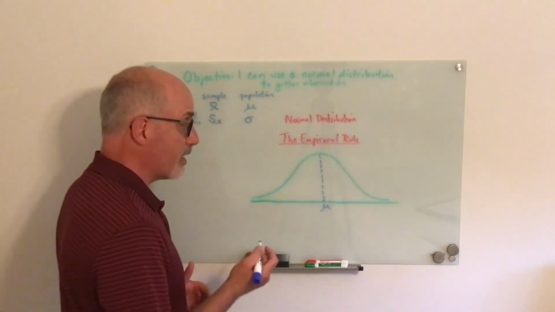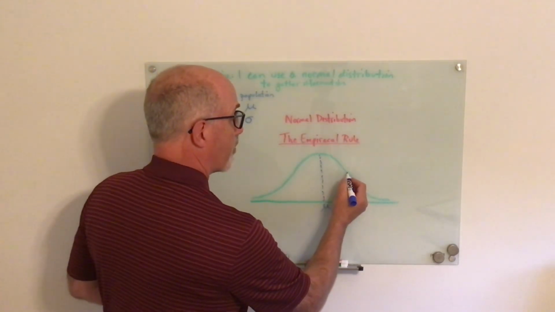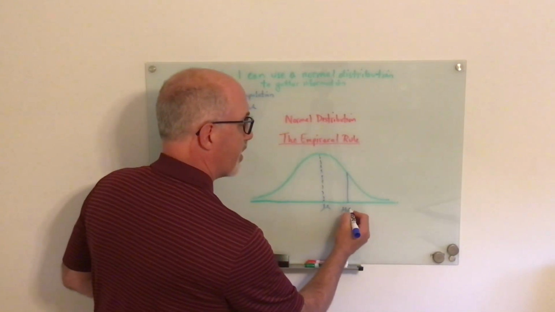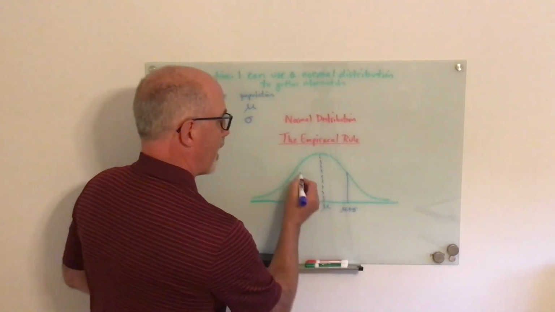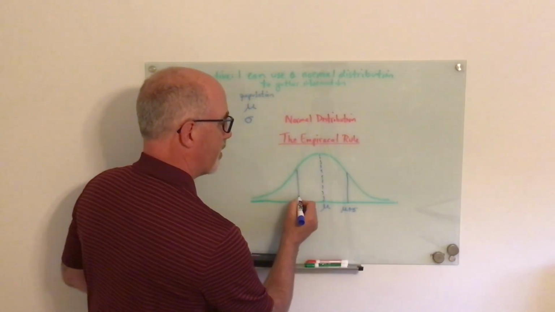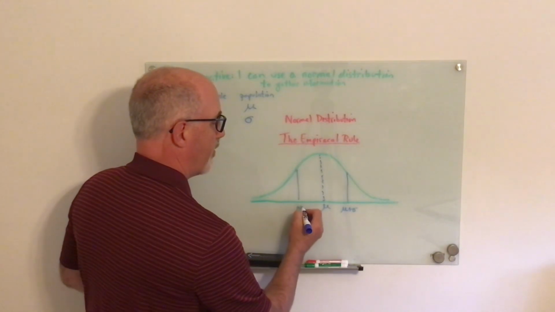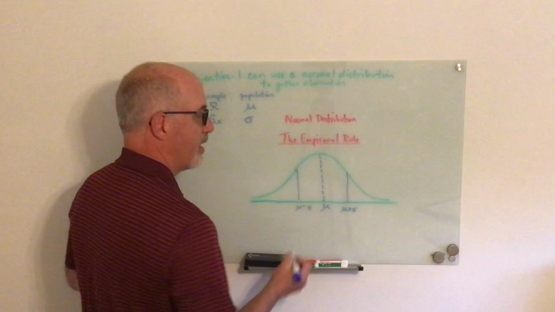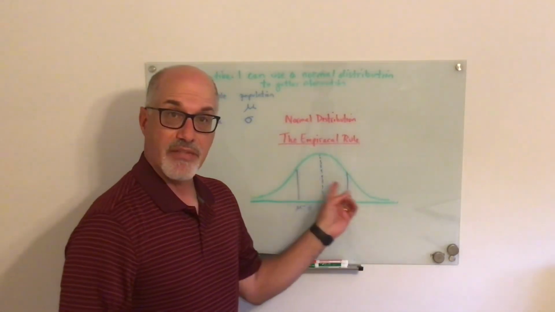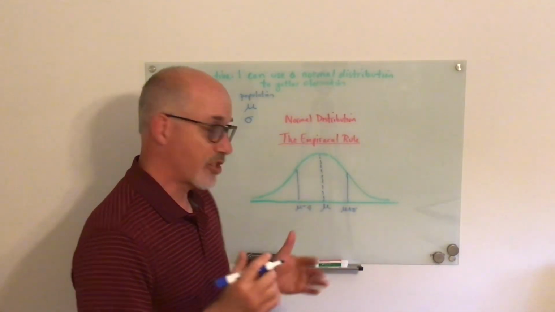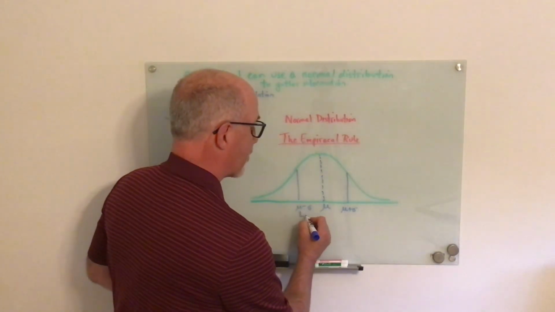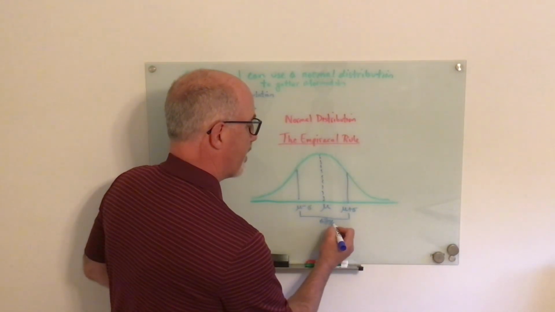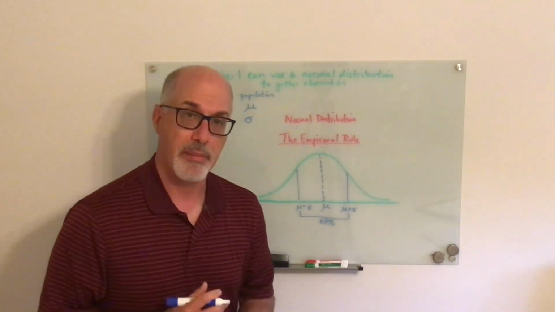Now, what's nice to know is in a normal distribution, we can predict information. For instance, if we go one standard deviation in both directions from the mean, so one standard deviation above it, mu plus sigma, and mu minus sigma, about 68% of the data will lie in that area of the population.